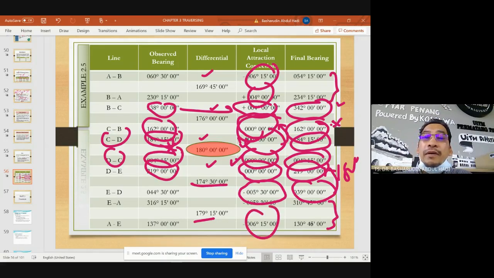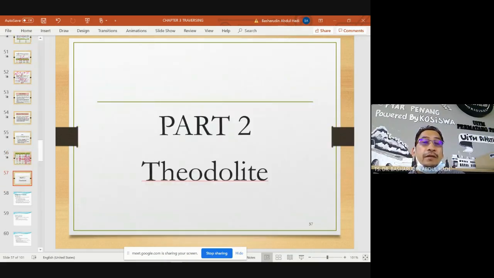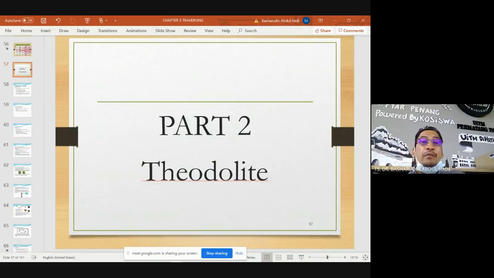So in all the columns at local attractions, we put the corrections. The correction is either going to be positive or negative, and whether positive or negative is based on your bearing. Your bearing is from the practical, not from the theory. Of course, we cannot get exactly 180 degrees due to local attraction. And we finish part 1, what we consider as the compass.